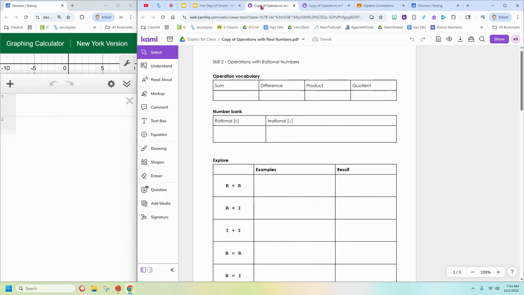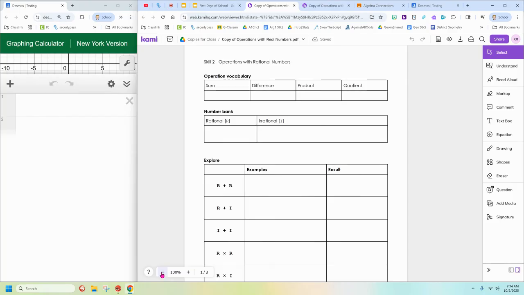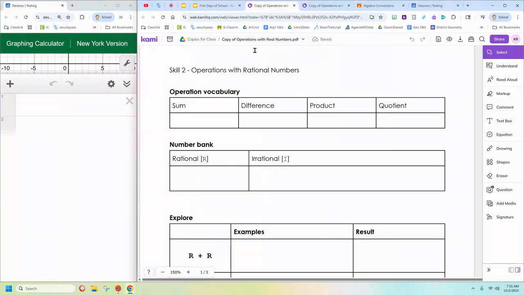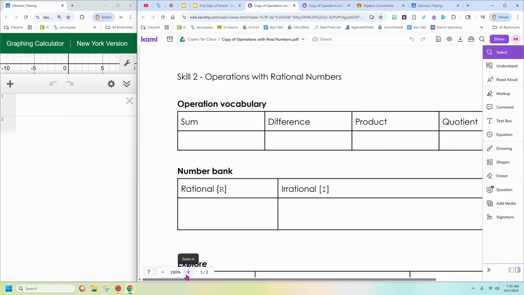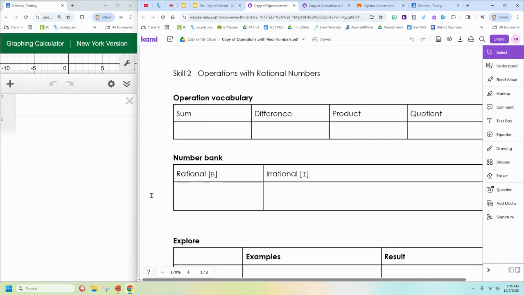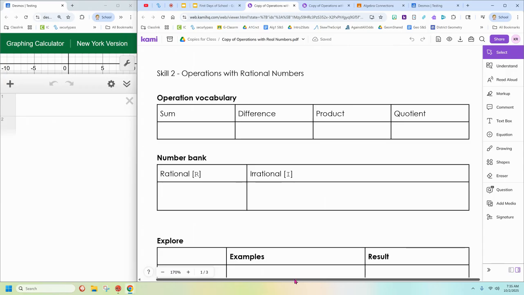Today we're going to look at, we looked at rational and irrational numbers last class. And today we're going to do skill 2, which is our operations with those. So adding, subtracting, multiplying, and dividing. Now, the nice thing about this is that they come in pairs. And then the next thing to say is there are also these nice things with our calculators that we can do to make our lives easier.